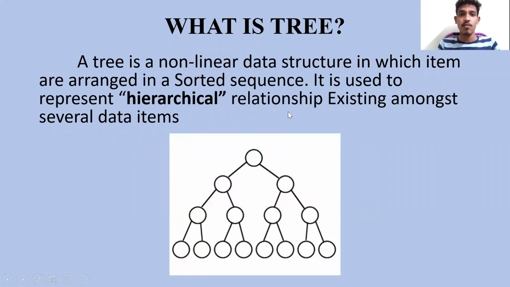Next, what is tree? A tree is a nonlinear data structure in which items are arranged in sorted sequence. It is used to represent hierarchical relation existing amongst several data items. So here we have some elements which we call nodes. So we have some links connected to each other in a hierarchical relationship.